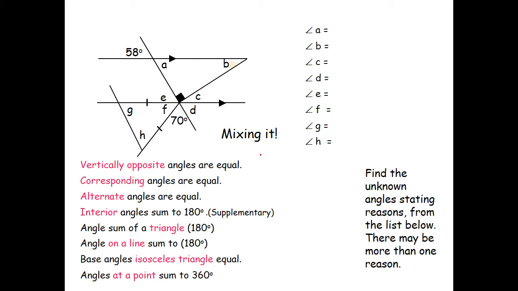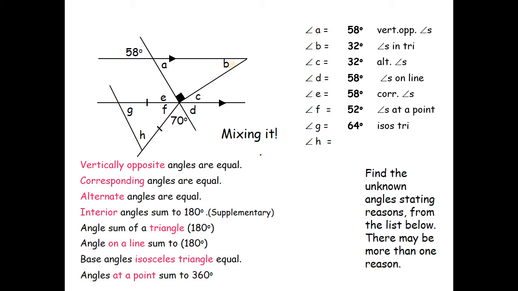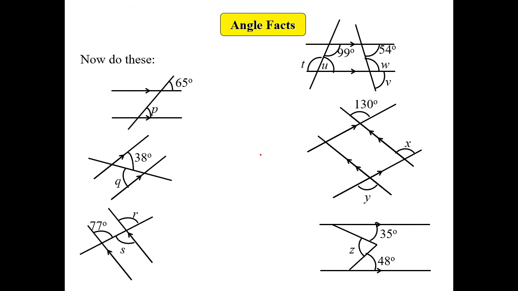I did it. A is 58. B is 32. C is 32 degrees. D and E are 58 degrees. F is 52 and G is 64. Okay, good. H. 64. Good. Next. You need to find these angles.